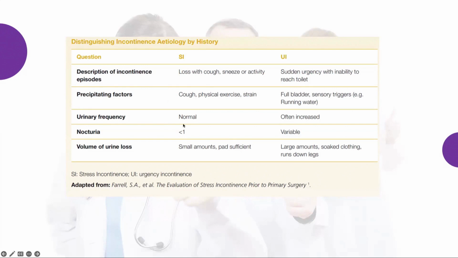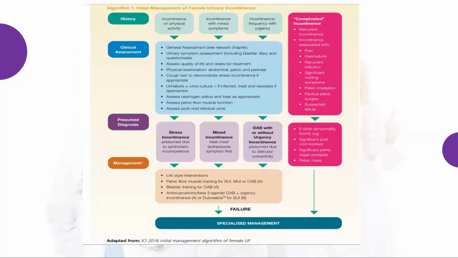In stress incontinence, there is no increase in frequency, while of course in overactive bladder or urge incontinence, there is always increased frequency. In stress incontinence, nocturia is normally less than one because it is not related to an overactive bladder. But in urge incontinence, nocturia is mostly more than in stress incontinence. For stress incontinence, of course, the volume of urine loss is less, so a pad can be sufficient. But in urge incontinence, you may have a large amount of leak, which can soak your clothes. So this is the algorithm which they expect you to know by heart.